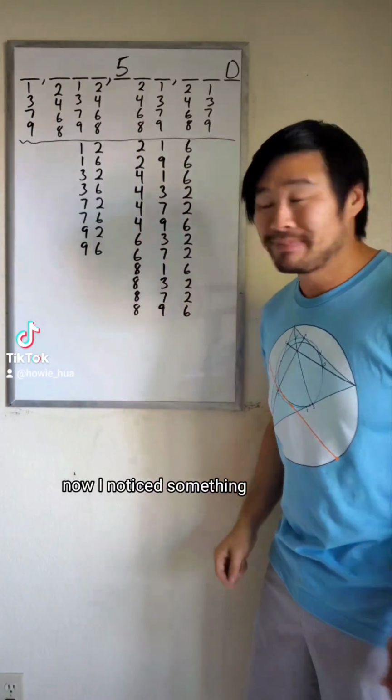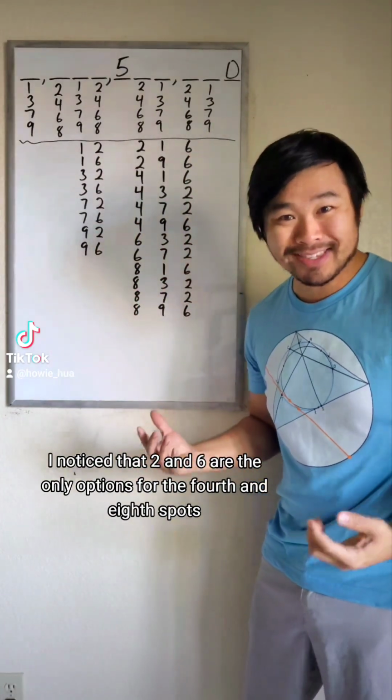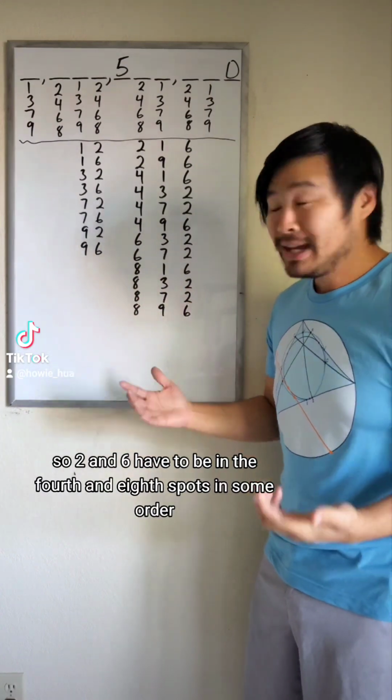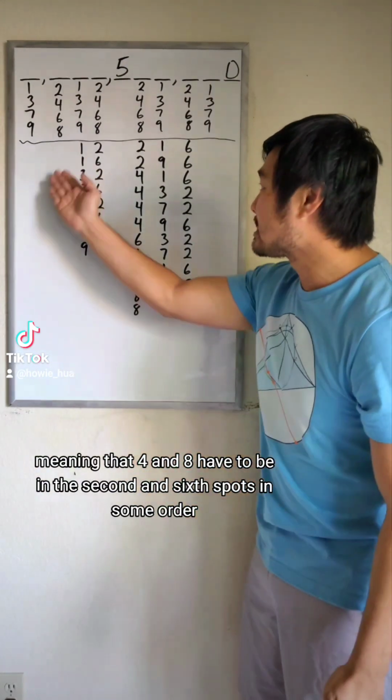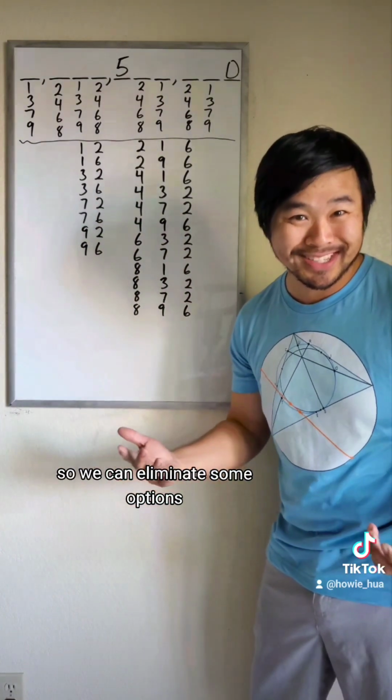Now I noticed something. I noticed that 2 and 6 are the only options for the 4th and 8th spots. So 2 and 6 have to be in the 4th and 8th spots in some order. Meaning that 4 and 8 have to be in the 2nd and 6th spots in some order. So we can eliminate some options.